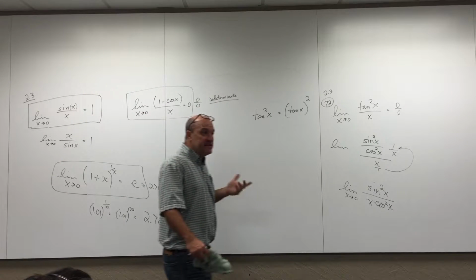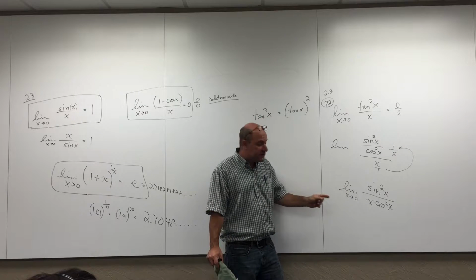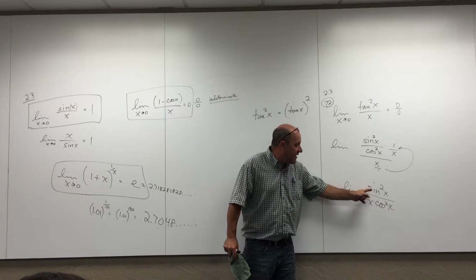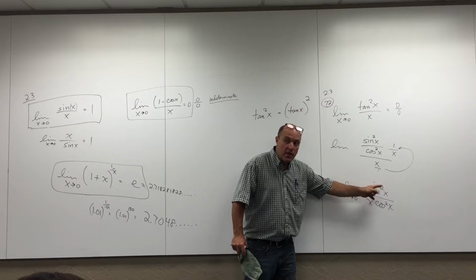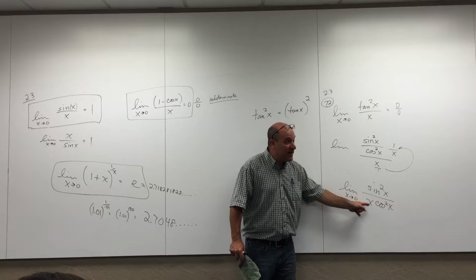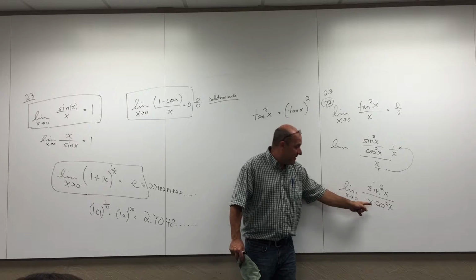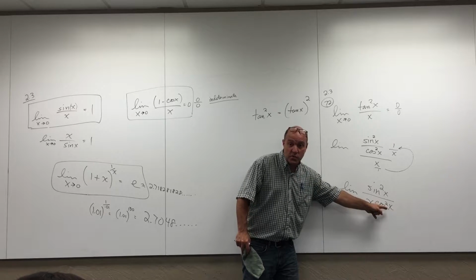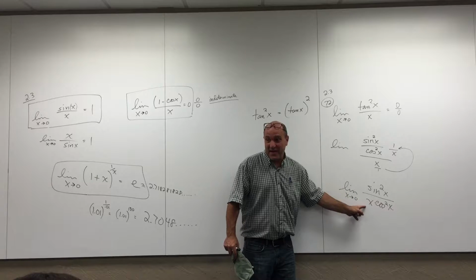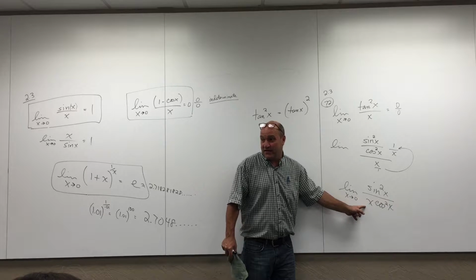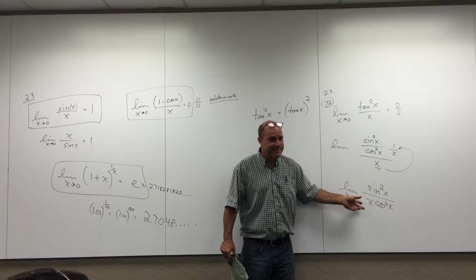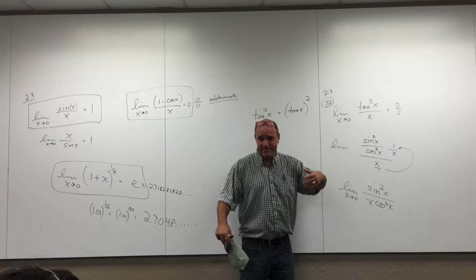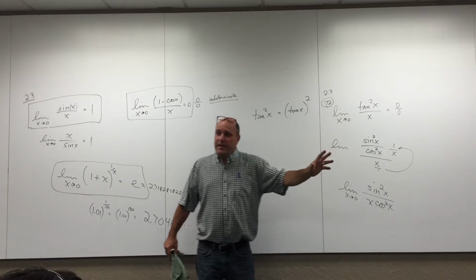If I try plugging in the zero right now, let's see what happens. That's the sine of zero, which is zero, over, if I plug in a zero there, well, that's a 1. The cosine of 0 is 1. But if I plug in a 0 there, then my denominator is a 0. So it's still 0 over 0 at the moment, which sucks. Right, needs fixing.